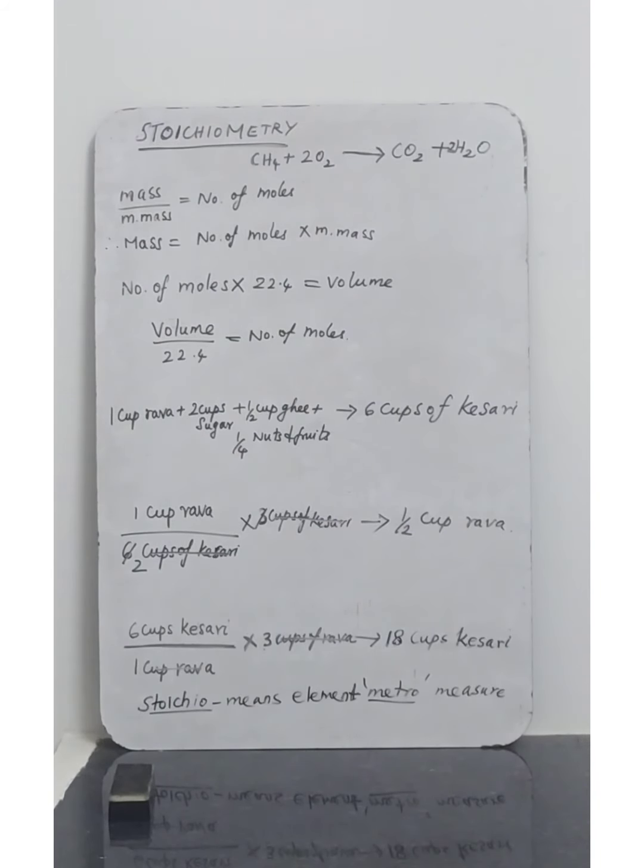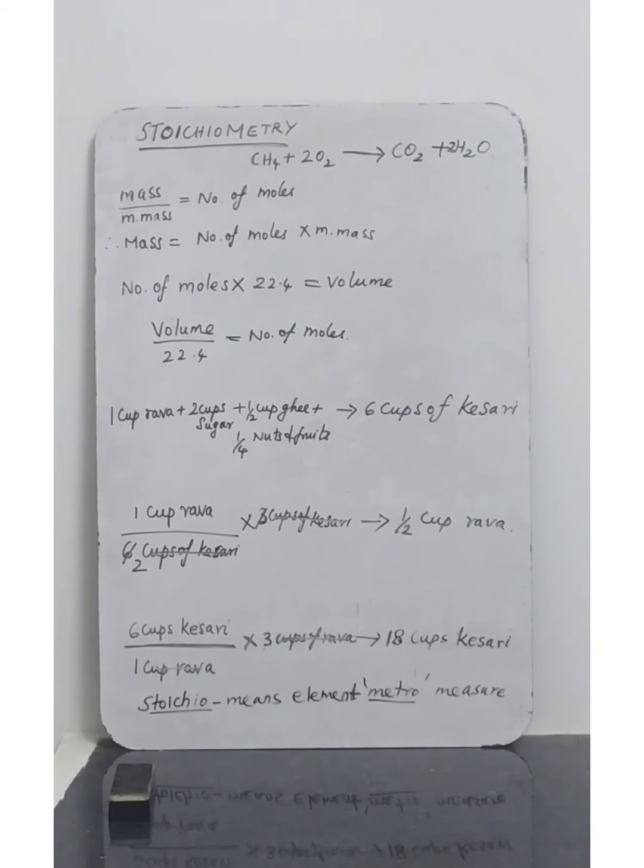You have learned balancing the chemical equation in lower classes. What is meant by balancing the chemical equation? The total number of atoms of reactants and products are equal, isn't it? From lower classes we have been discussing this. What is meant by reactants?